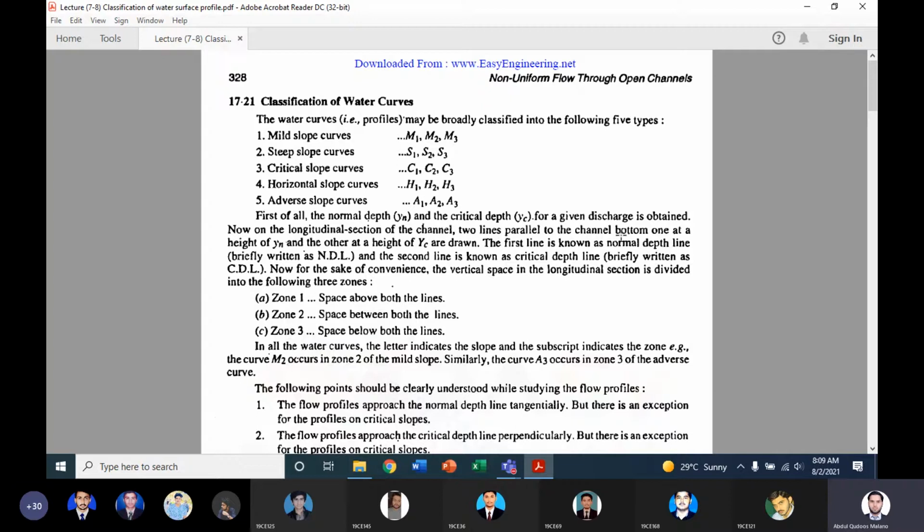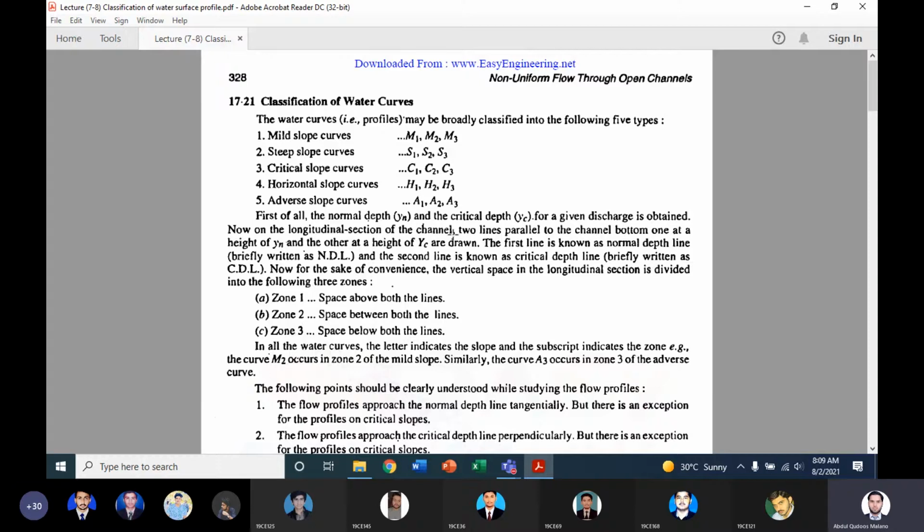And for the critical depth, you can use the formula: the unit discharge q squared upon g, raised to the power 1 by 3. By that you can determine the critical depth. Likewise, if you obtain the uniform flow, using the Chezy equation you can find the normal depth as well. Once you have the normal depth and the critical depth, we will do an example on this ahead, okay.